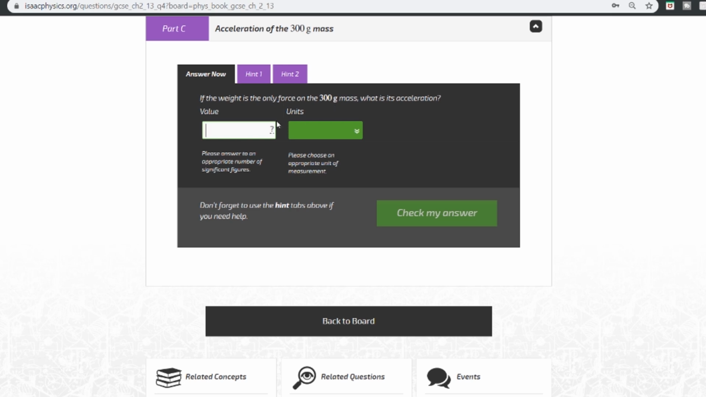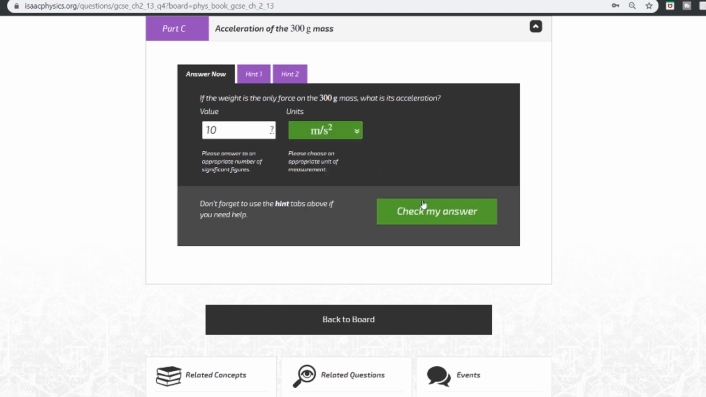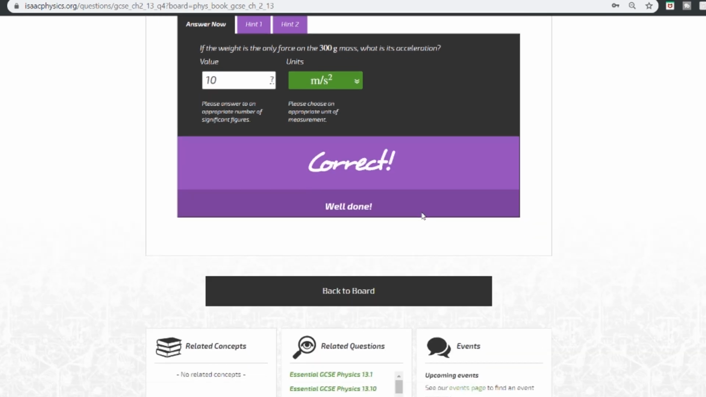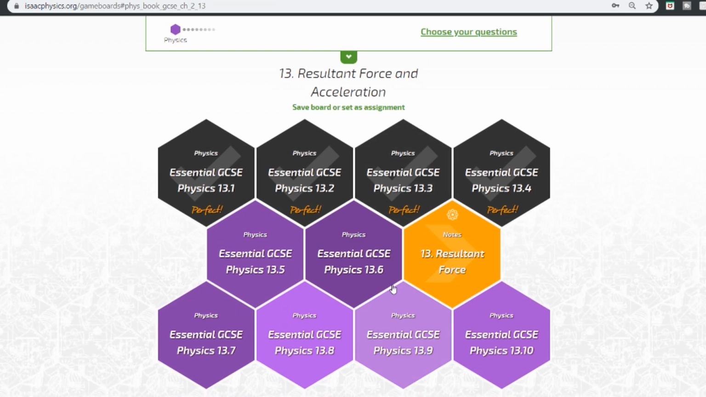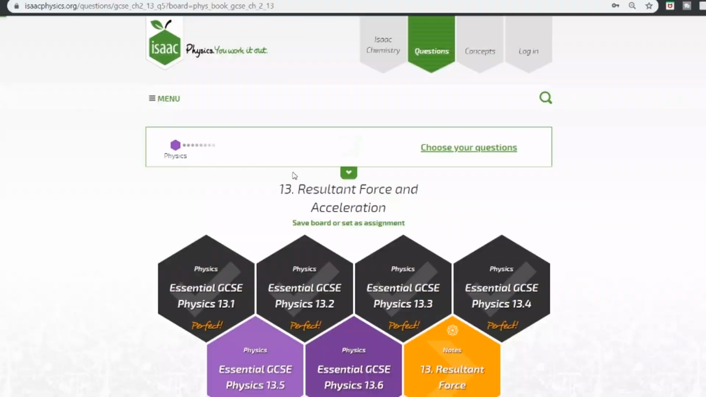And the acceleration of the 300 gram mass, a common misconception that lots of people have is that heavier things fall quicker. Heavier things and light things fall at the same rate, provided there's no air resistance. There we go, back to the board. You can see now it's starting to look a lot more complete, which is really nice.